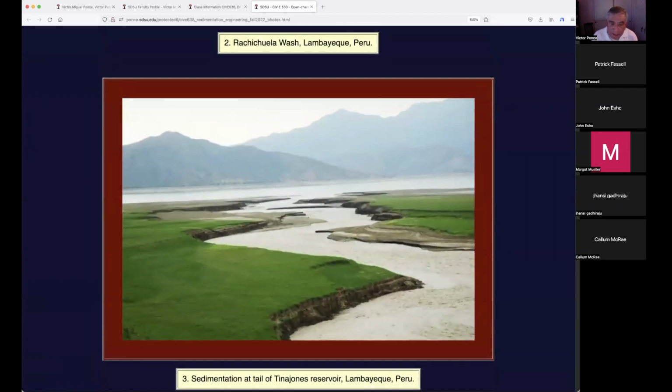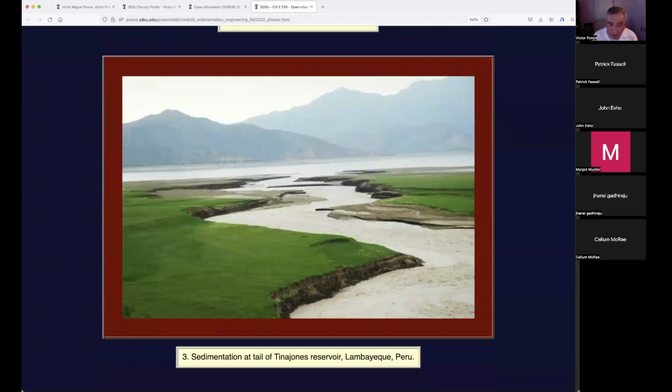What is this? This is the upstream, that is the tail of the Tinajones Reservoir in Peru. Every reservoir has a tail, and the tail is full of sediment. In this case, this sediment is so good that it's serving as grazing area. When I was there, I saw many sheep out there. There are people out there, farmers and so forth, raising sheep in the tail of the reservoir. They rented or leased this from the government because the government has it in there. They've had it for 20, 30, 40 years. This reservoir's been up for 40 years.